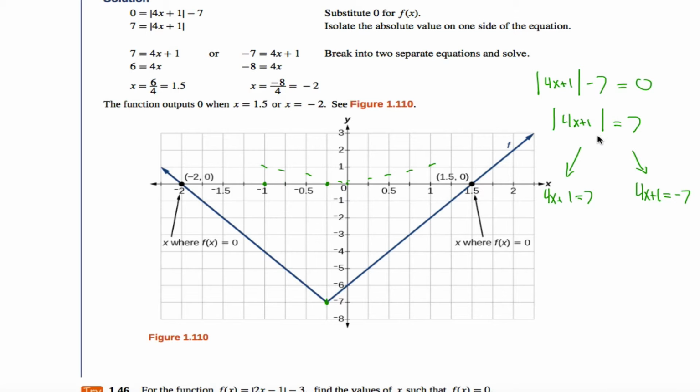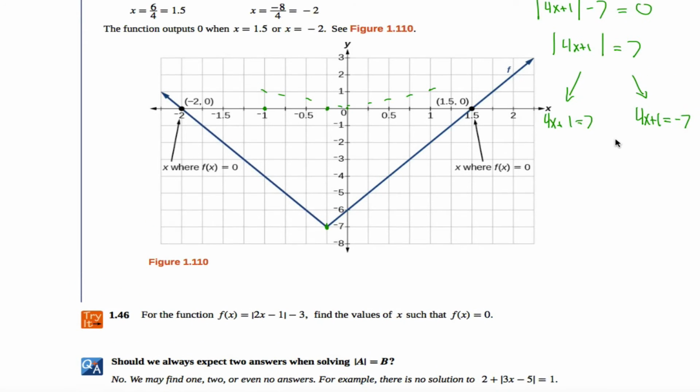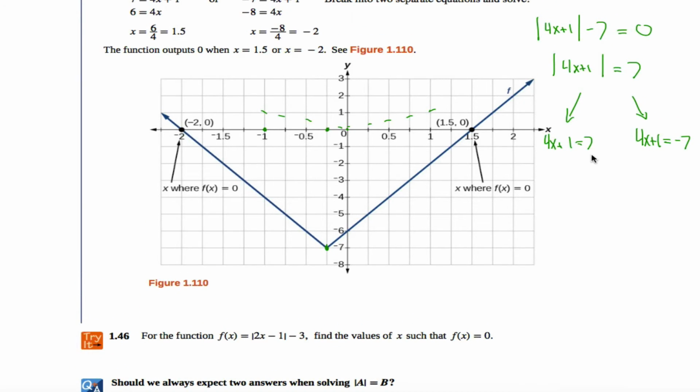What a lot of people do is they just memorize: you drop the absolute value symbols and you throw a plus or minus in here. It's fine if you want to memorize it. That's why it works. From here I have two equations, so I'll just solve these two equations. Solve them by getting the x all by itself.